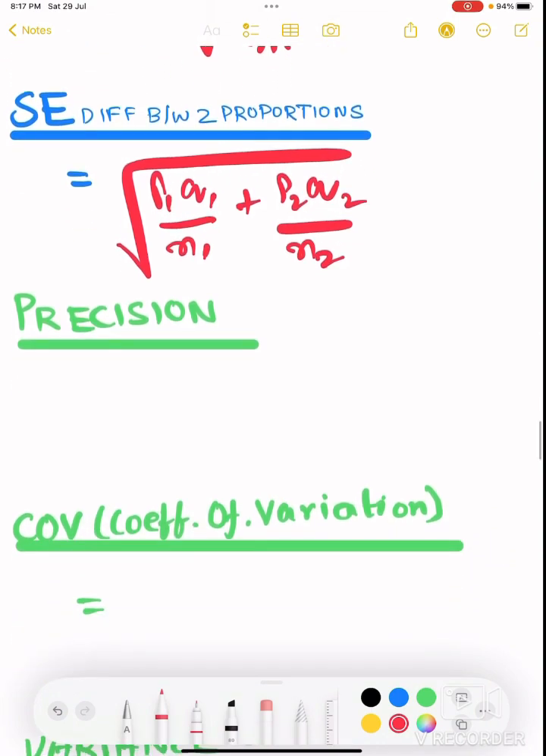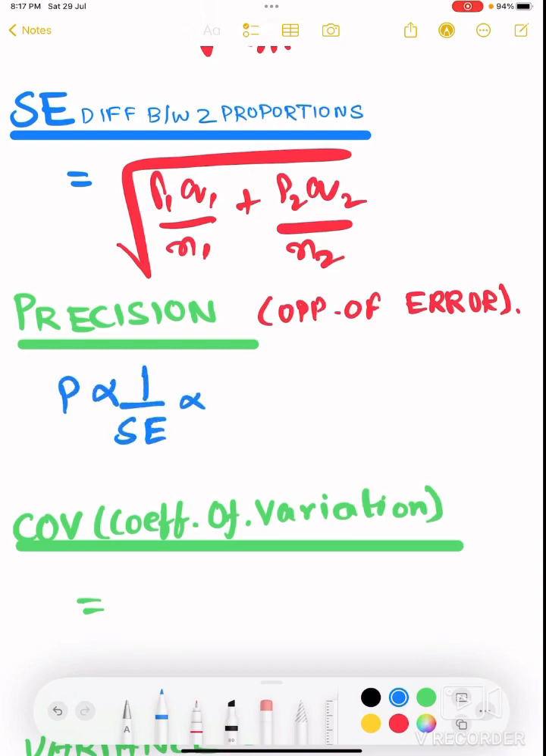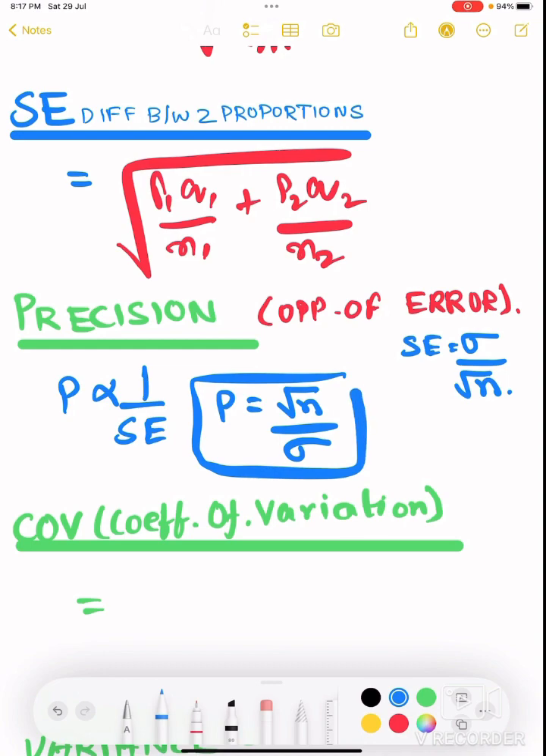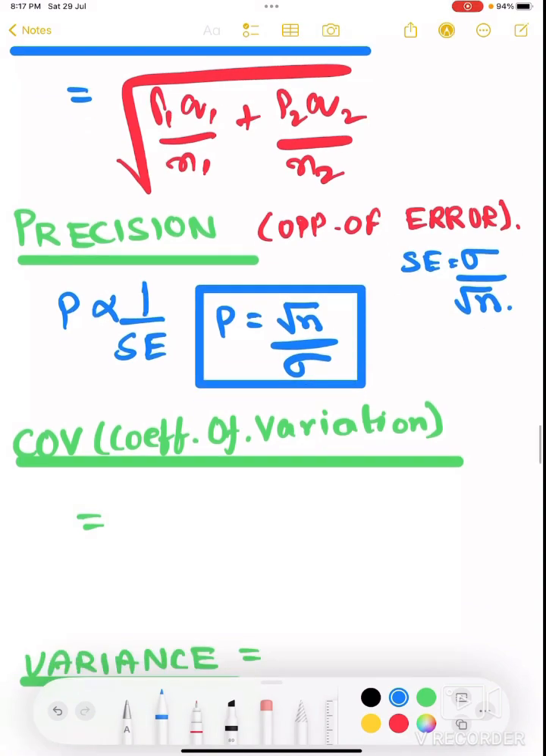Next, coming to precision. What is precision? Now see, precision is actually the opposite of error, right? Which means that precision is inversely proportional to standard error, and standard error is directly proportional to this. The formula of standard error is sigma upon root n, right? So the formula of precision is root n upon sigma. Very easy, right? So this is the formula of precision.